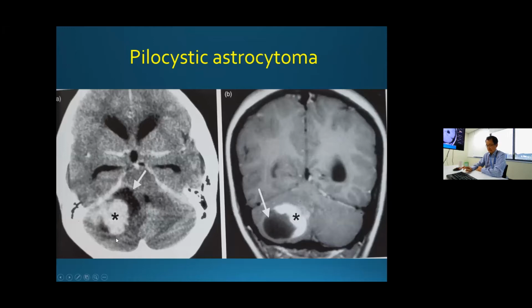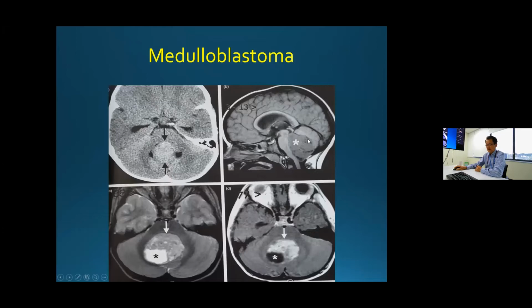And the medulloblastoma is right in here, in the fourth ventricle, compressing the midbrain and pons here. And medulloblastoma often spills cancer cells down into the spinal CSF space. So the prognosis of medulloblastoma is generally not good.